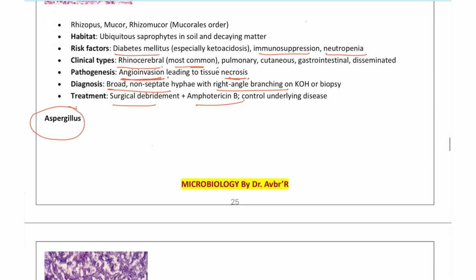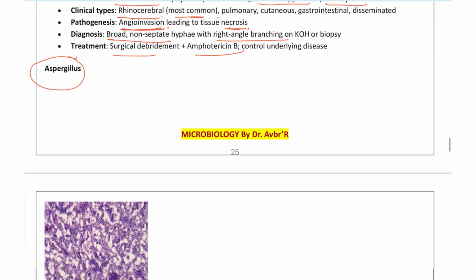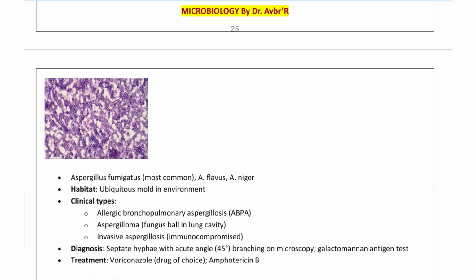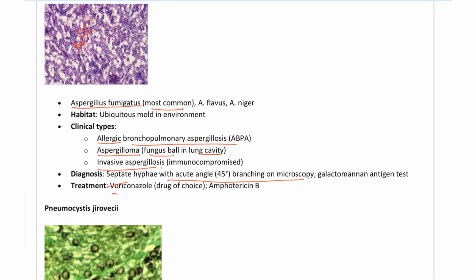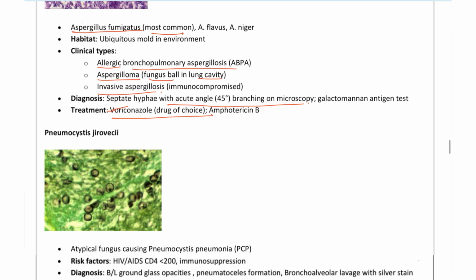Next, aspergillosis. It looks the same as mucormycosis, but it has very narrow acute-angle branching, about 45 degrees. Aspergillus fumigatus is the most common, and it is associated with allergic bronchopulmonary aspergillosis, aspergilloma, a fungus ball in the lung cavity, and invasive disease. Here the drug of choice is voriconazole.